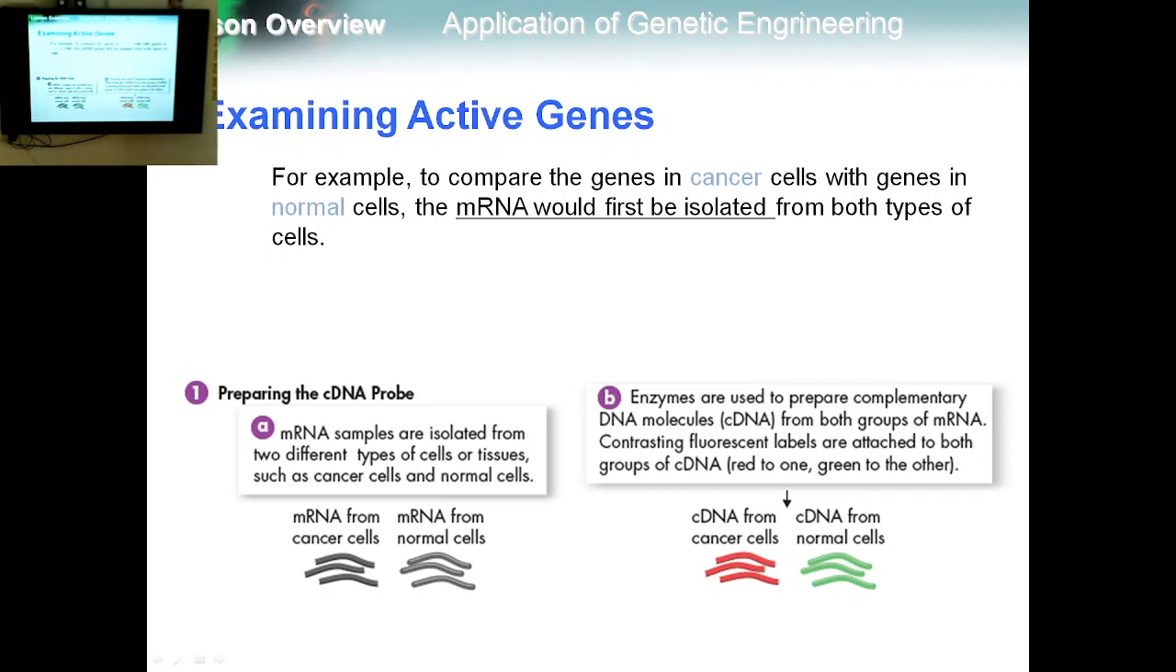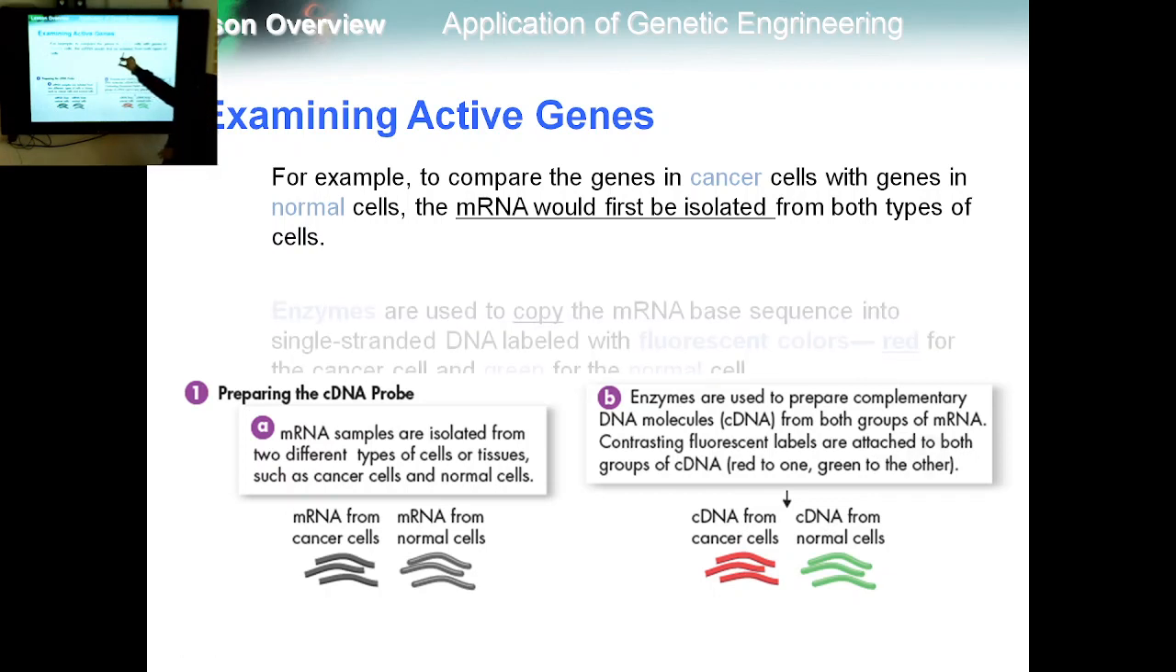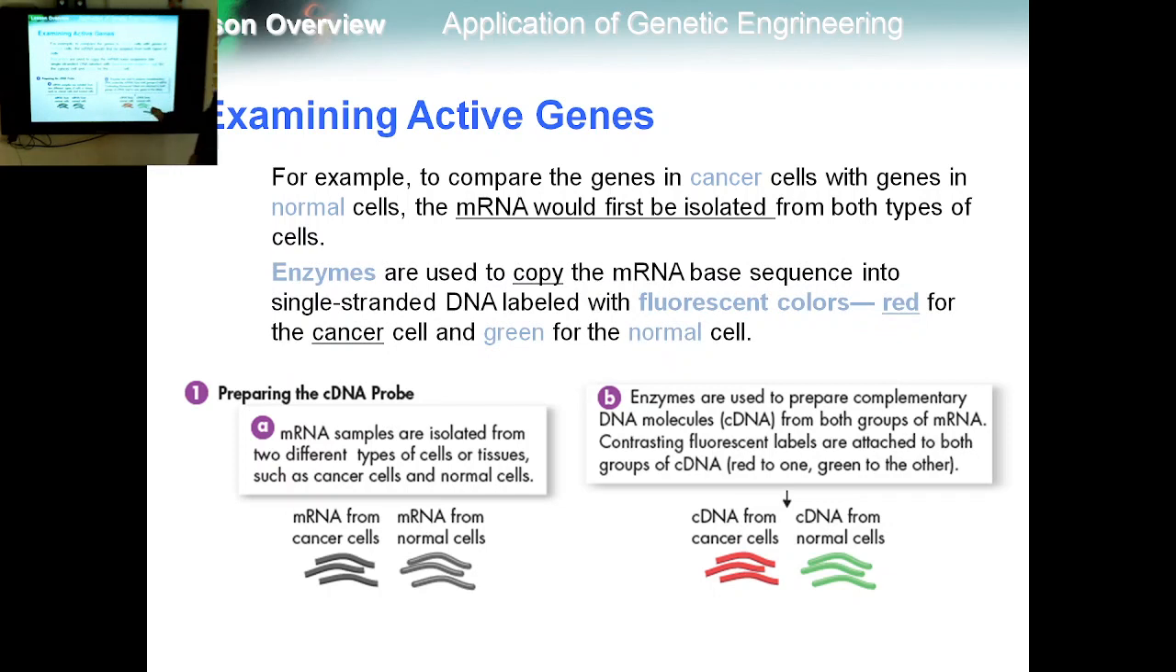For example, to compare the genes in cancer cells with the genes of a normal cell, the mRNA would first be isolated. So the first step is to isolate the mRNA from both types. This is the mRNA that will be isolated from the cancerous cell, and this is the mRNA that will be isolated from the normal cells. Then we will use enzymes to prepare complementary DNA molecules. So in the beginning we have the mRNA, and then we need to form the cDNA, which is called complementary DNA, by using specific enzymes.